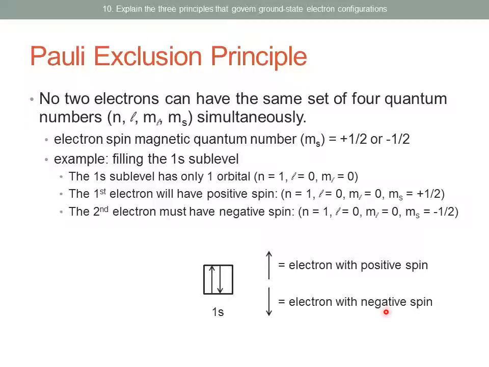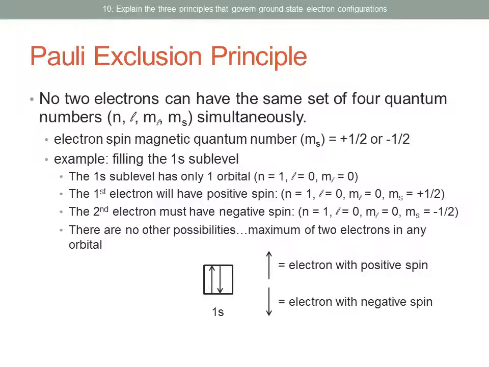Now ask yourself, is there any way that we could put a third electron in this diagram and not have it match one of these sets of quantum numbers here? The answer to that question is no, because the first three quantum numbers have to be the same because it's the same orbital, and the fourth quantum number, there are no other options. There are only two options there, either plus 1/2 or minus 1/2. So this is it. There are no other possibilities.